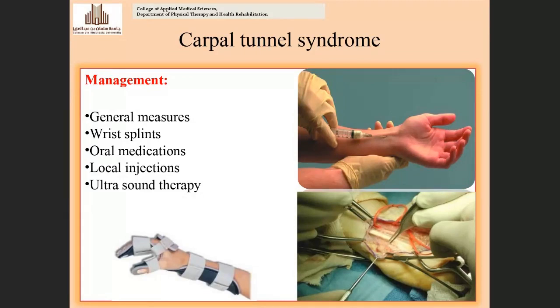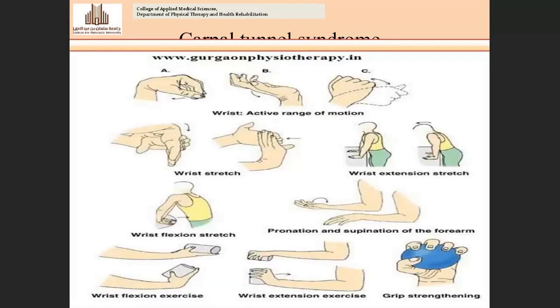If the cause is due to any inflammation or edema, the person may be prescribed some type of oral medications, or in severe cases of carpal tunnel syndrome, there is the possibility of local injections; hydrocortisone injections are available. In physical therapy there is the application of ultrasound, which can be helpful to reduce the inflammation around the wrist region. So these are the common conservative management options for carpal tunnel syndrome.